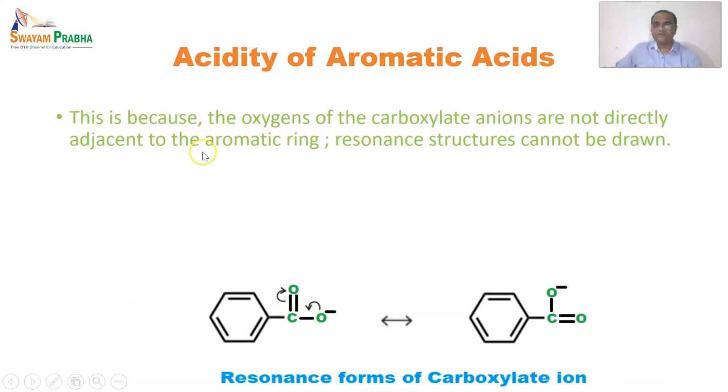Some more explanation. This is because the oxygen of a carboxylate ion is not directly adjacent to an aromatic ring, and resonance structures cannot be drawn. So in these carboxylate anions, the oxygen is not directly attached to the ring. If it was, the aromatic ring would be involved in delocalization of the pi electrons.